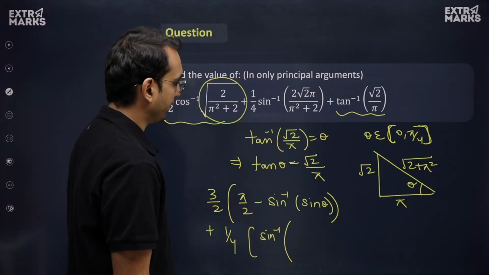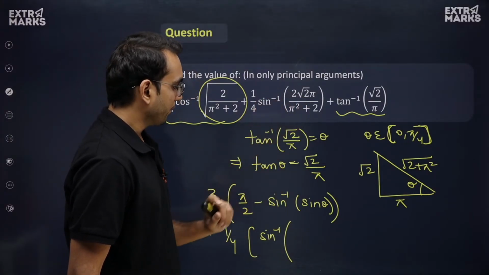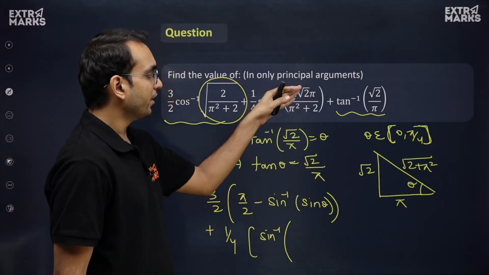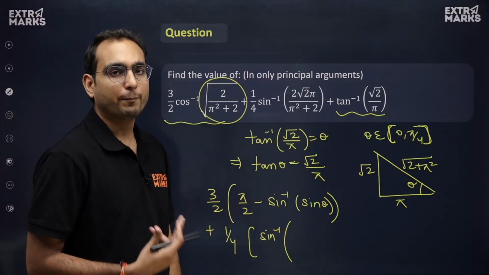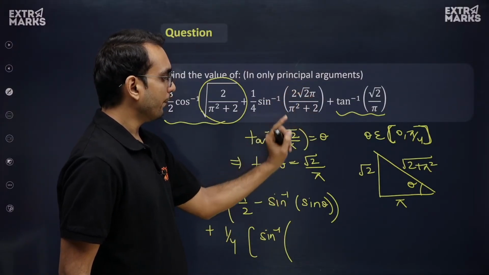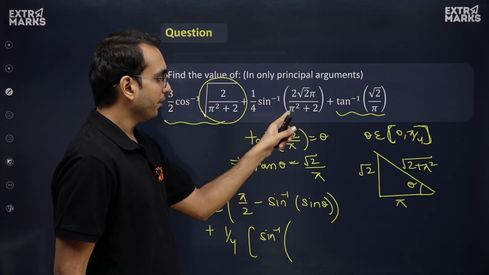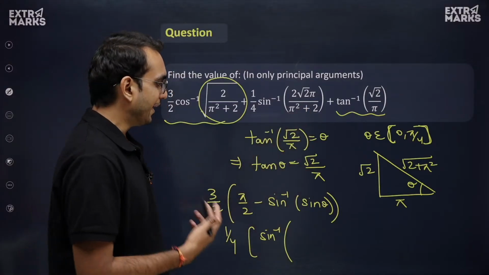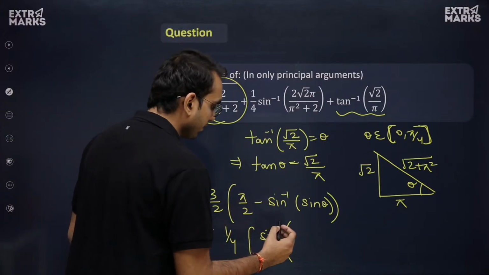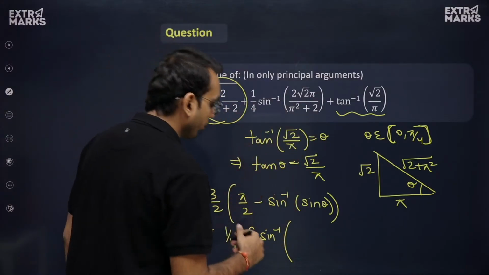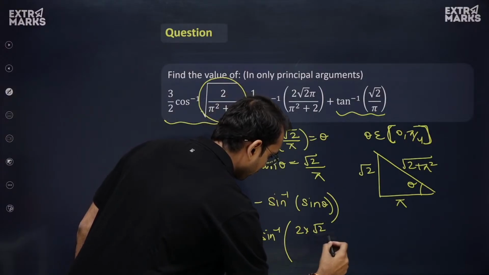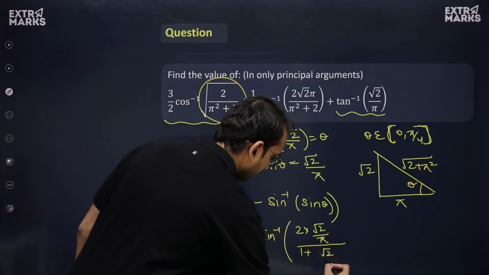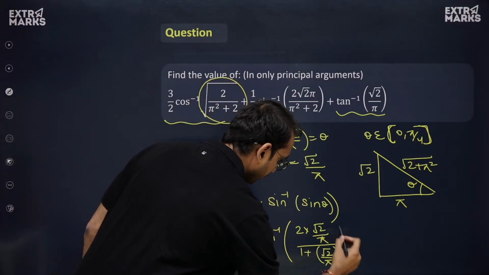Now let's see this expression. We have root 2 by pi and here it is 2 root 2 pi. So let's divide numerator and denominator by pi square. Why pi square? So the numerator will become root 2 by pi, which I want, and in the denominator it will become 1 plus root 2 by pi whole square. So by that we can make some formula. So dividing by pi square in the numerator and denominator, it will become 2 root 2 by pi upon 1 plus root 2 by pi whole square.